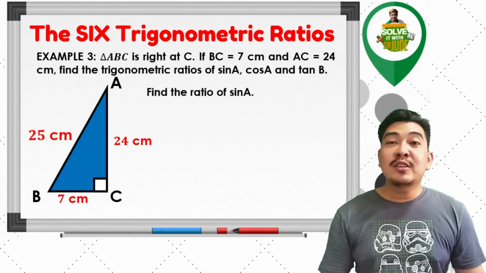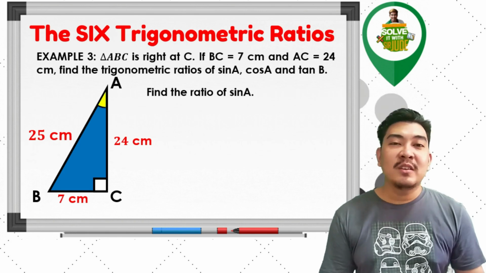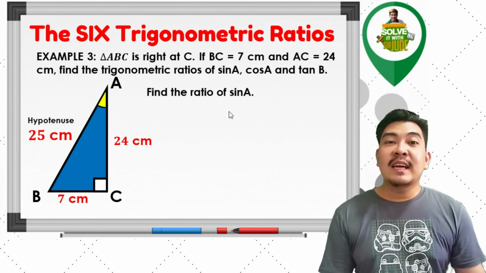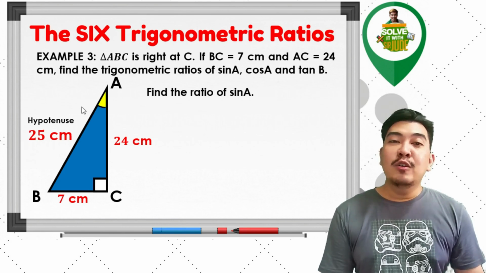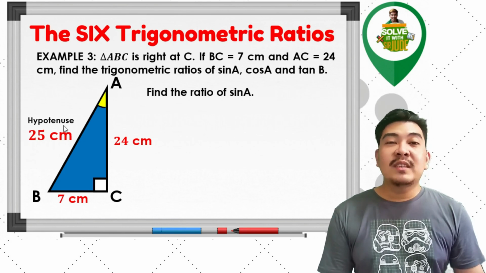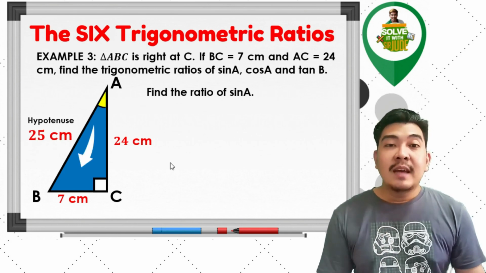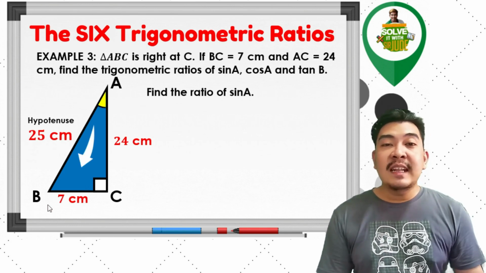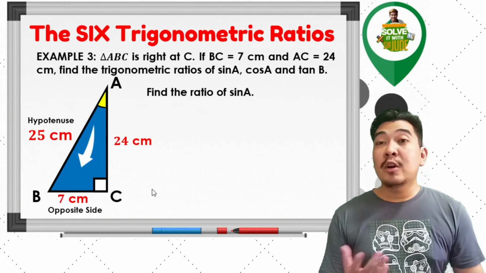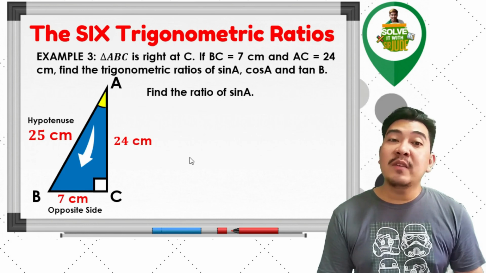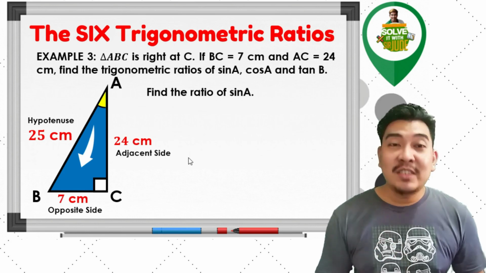So find the ratio of sine A. That is the first question. Let us now consider that the acute angle is A. So let us now name the sides. We all know that side AB, which is 25 centimeters, is our hypotenuse. Then the side opposite angle A, which is BC, will be our opposite side. And of course, AC, which has the measure of 24 centimeters, is our adjacent side.